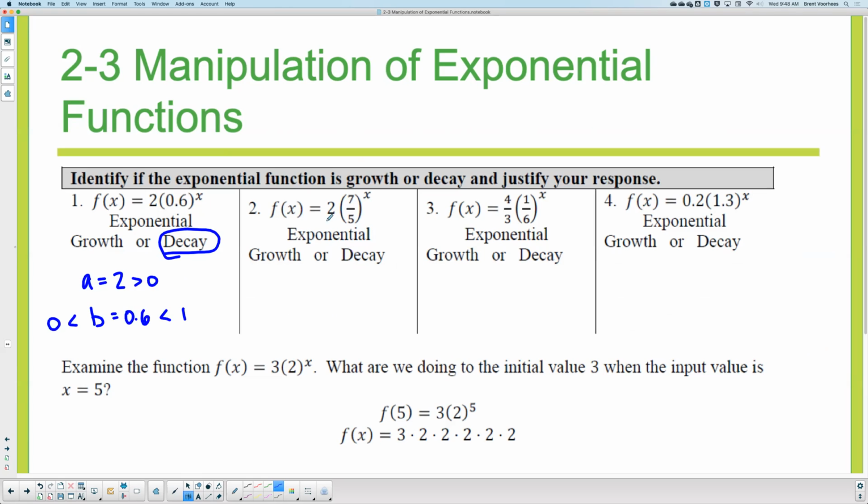Okay, what about this time? This one is growth. Why do y'all say growth? Because B is greater than 1. Yeah. So it's not just because of the B. You have to consider A and B together. What can you tell me about my A value? It's greater than 0. 2. That means it's going to be in the upper half of the graph, since it's greater than 0. Now tell me about my B. If B is 7/5, is it growing or decaying in the upper half? It's growing. It's moving away from the horizontal asymptote. And since that's greater than 1, it's moving away from the horizontal asymptote.